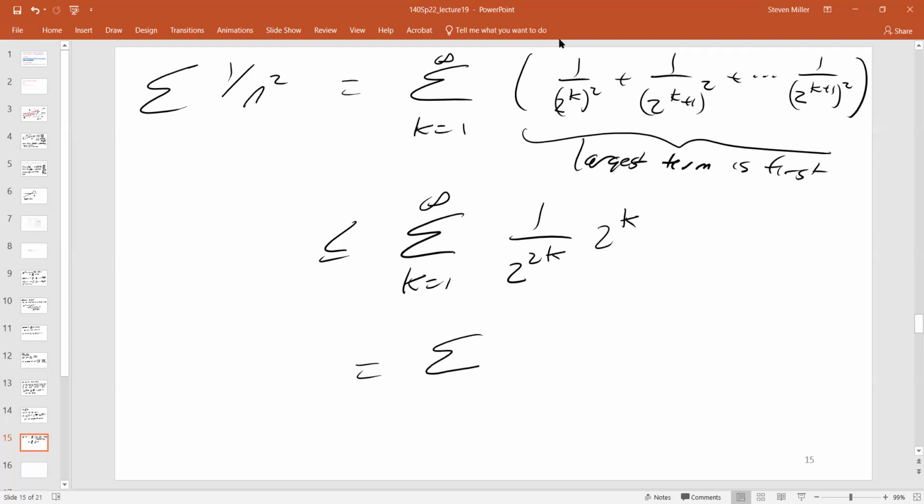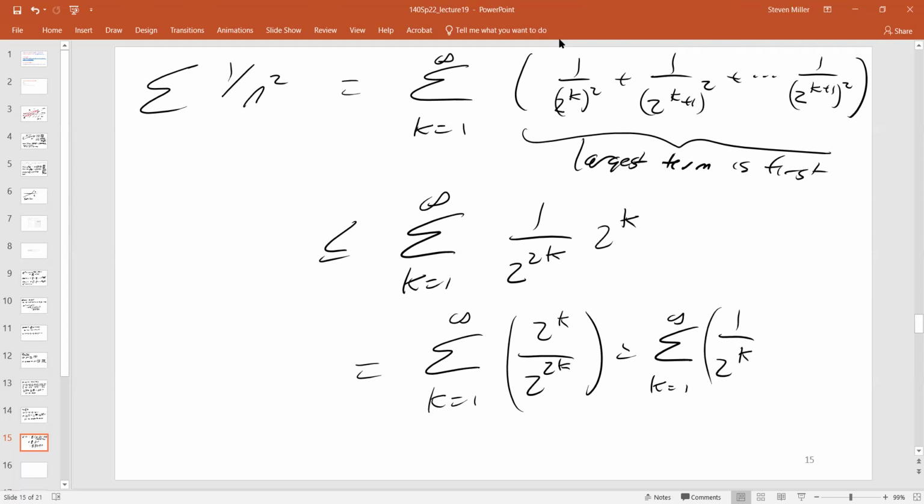So this is just the sum, k goes from 1 to infinity, 2 to the k over 2 to the 2k. That's just the sum, k goes from 1 to infinity of 1 over 2 to the k. What kind of series is that? What series is this? Geometric. This is just equal to the sum, k goes from 1 to infinity of 1/2 to the k. Geometric. r is less than 1, converges.